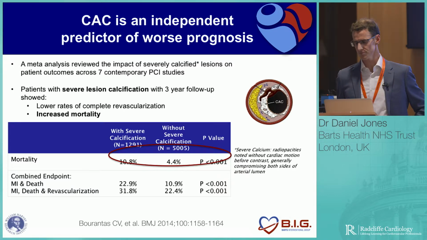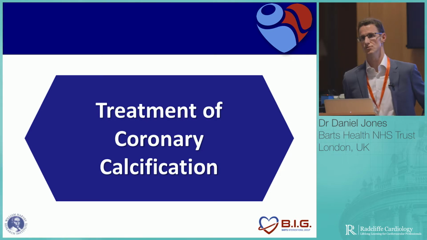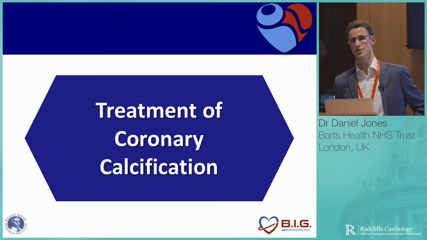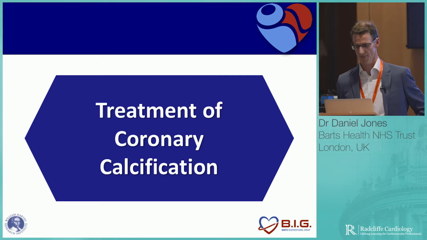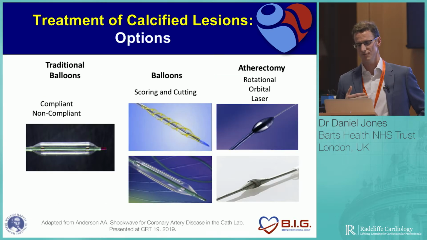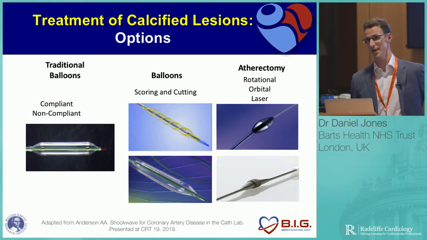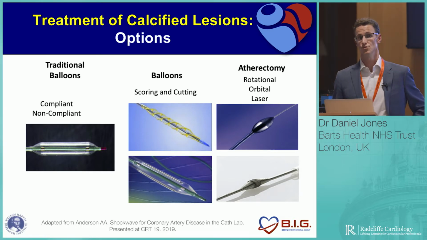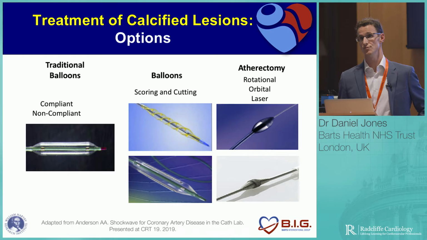So, what treatments are currently available to try and improve outcomes in this patient group? Now, we know that for coronary calcification, lesion preparation is key. Lesion preparation means we can adequately expand a lumen and modify the plaque, and therefore can improve rates of stent delivery and improve rates of stent expansion, and therefore hopefully improve outcomes in these patients.